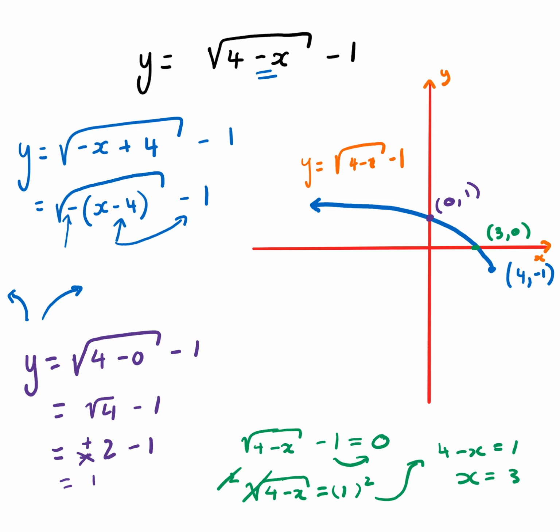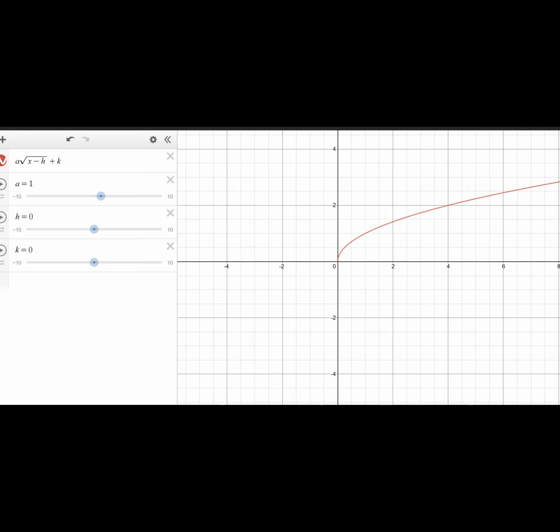So I'll show you how the different values of a and n, so these different values that might cause reflections in the x and the y, would change the general shape of the curve. So what you can see I've done in Desmos is that I've plugged in the general equation, and we can now play around with the value of a.